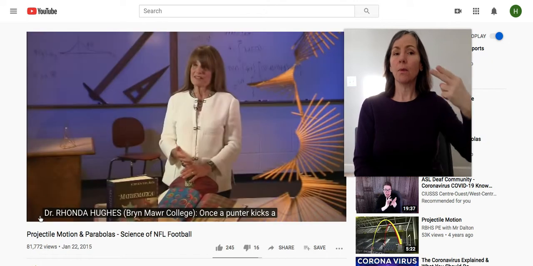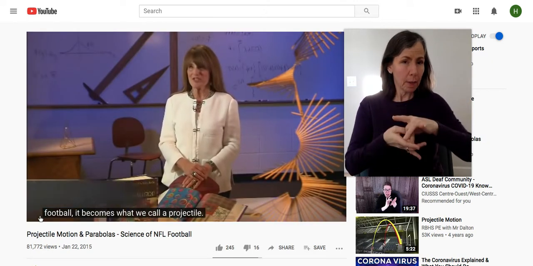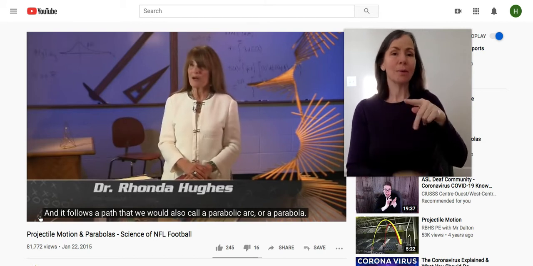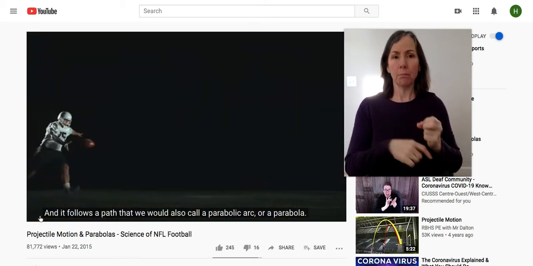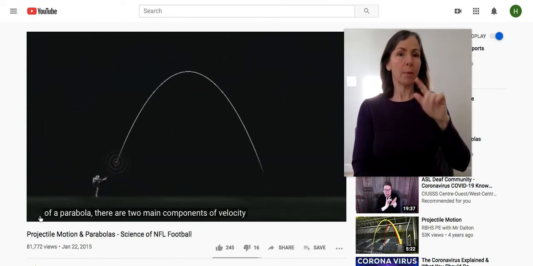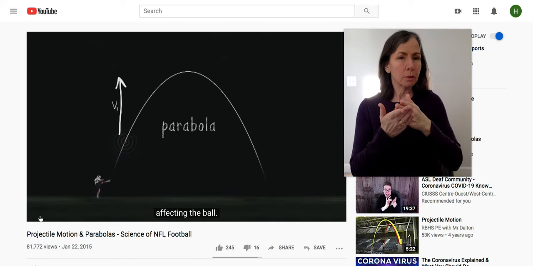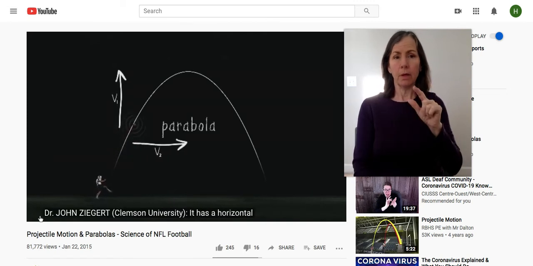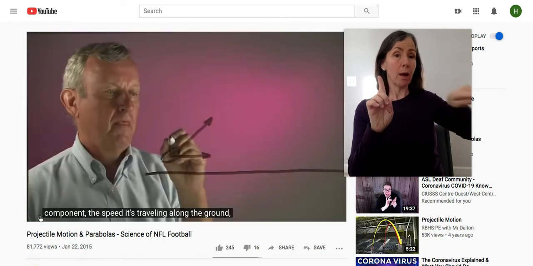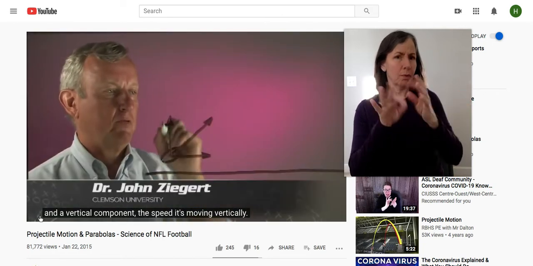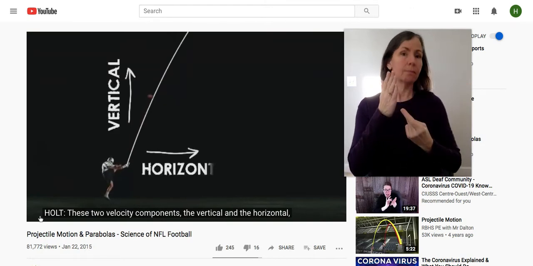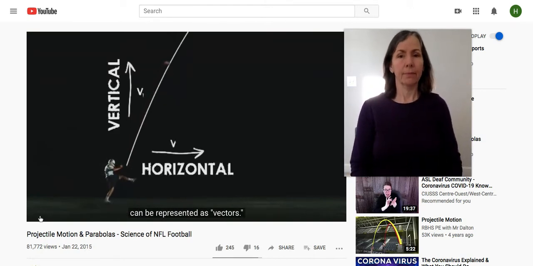Once a punter kicks a football, it becomes what we call a projectile. And it follows a path that we would also call a parabolic arc, or a parabola. As the football flies through the air in the shape of a parabola, there are two main components of velocity affecting the ball. It has a horizontal component, the speed it's traveling along the ground, and a vertical component, the speed it's moving vertically. These two velocity components, the vertical and the horizontal, can be represented as vectors.